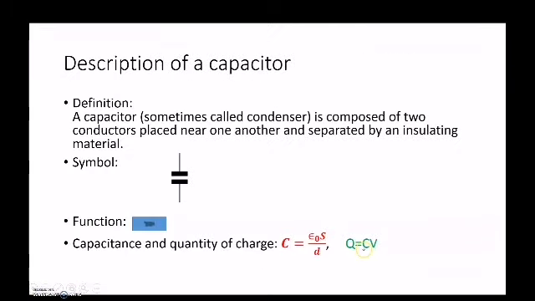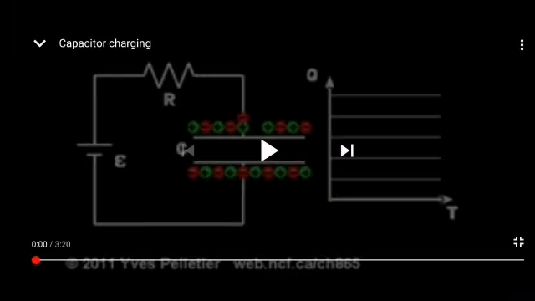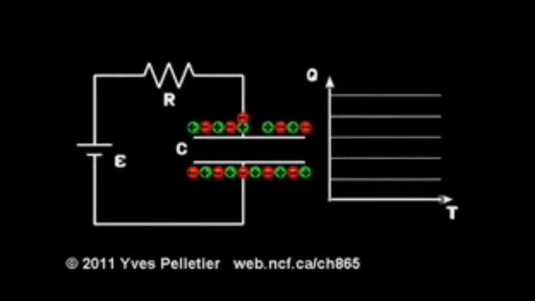Okay, Q equals CV. Q is directly proportional to V. Therefore, as Q increases, the voltage across the terminals of the capacitor increases too. And let us clarify how the capacitor charges across a generator of electromotive force E.